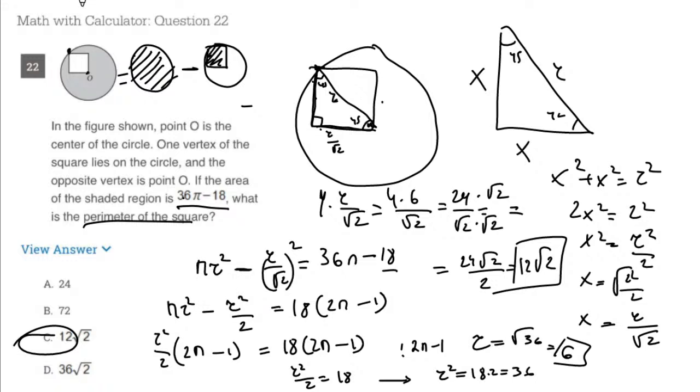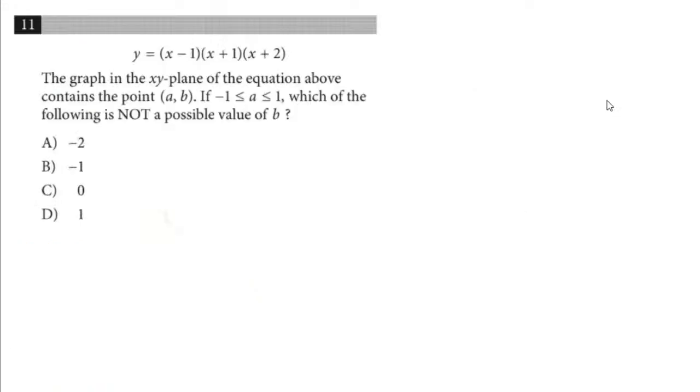Okay, let's continue. Okay, this is another interesting question. So it says that we have such a graph, and there's a point (A, B) where A is this. Which of the following is not a possible value of B? Before jumping to the question, I want to explain one thing to you.